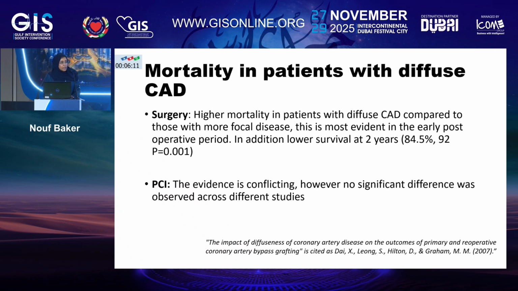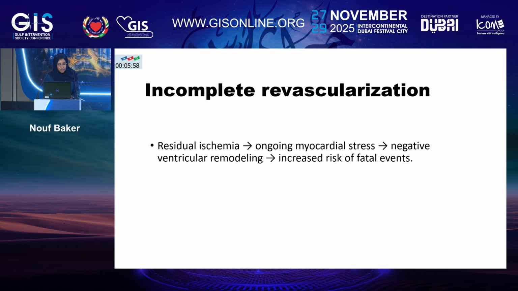In terms of PCI, the evidence is conflicting. However, we know that this group of patients will need longer stents, they will need more metal, and this puts them at risk of in-stent rethrombosis and periprocedural MIs. The other risk that needs to be clearly stated is incomplete revascularization. For a lot of these patients, we'll not be able to completely revascularize. Endarterectomizing one vessel is not similar to doing all three vessels, so residual ischemia is a real risk when it comes to managing these patients.